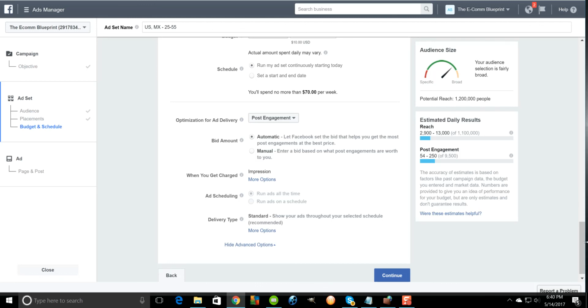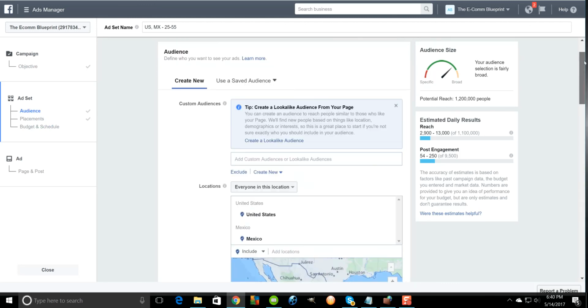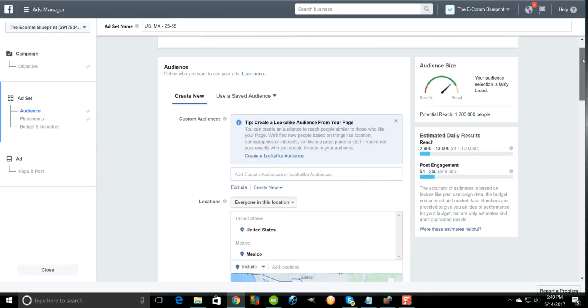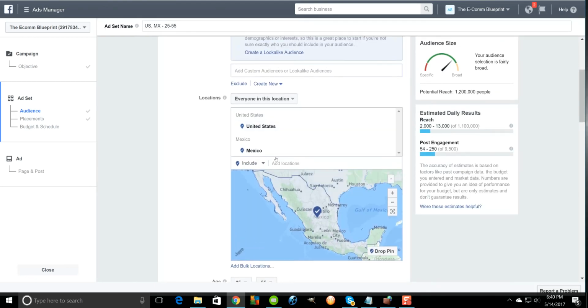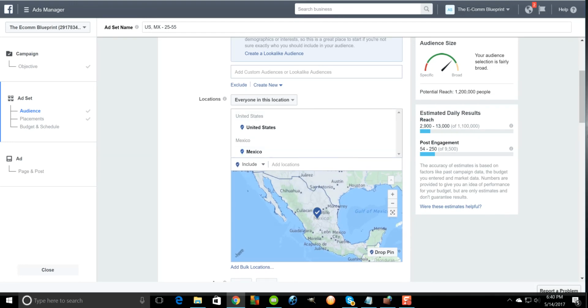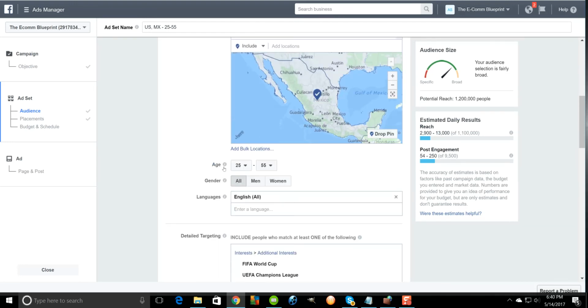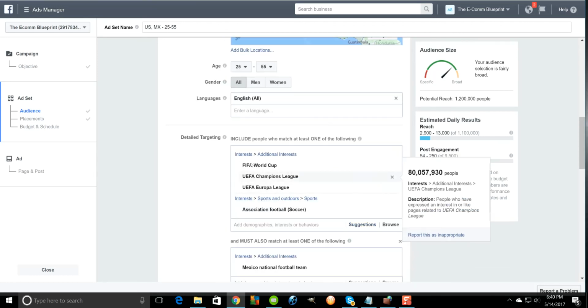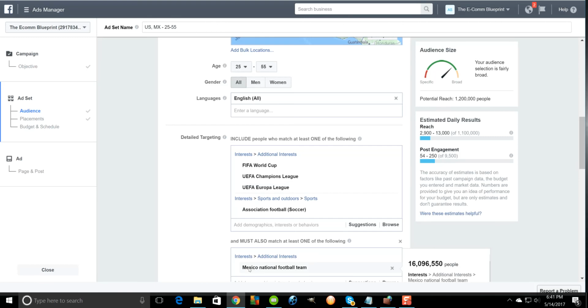So to recap, let me go through this one more time. For that particular necklace, we're going to be targeting people in the United States and Mexico who are 25 to 55, all. We're not going to just do men or women, we're going to do all. English speaking, okay? These people have to be interested in one of these interests and also the Mexican national football team.